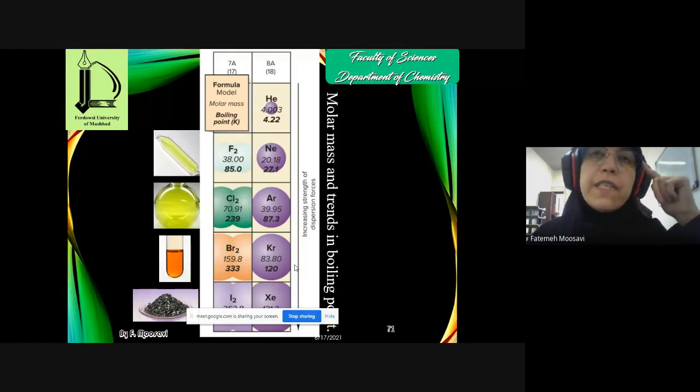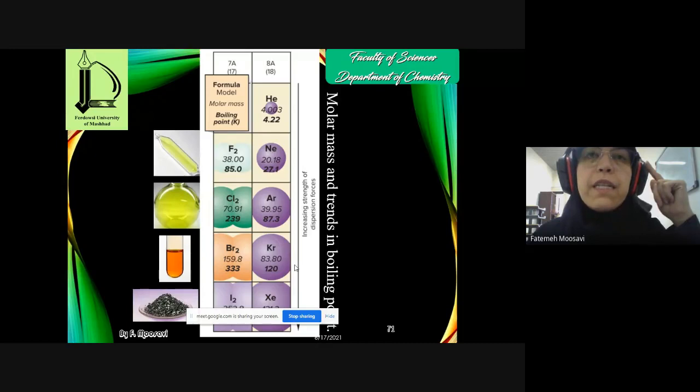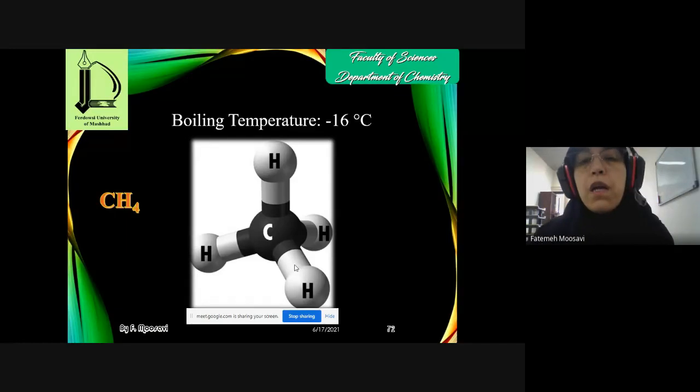In addition, we see that if we have heavier atoms in a molecule, the strength of London forces increases. To understand this, let me show an example. We have methane with one carbon and four hydrogen atoms sharing electrons, that is a gas at room temperature, because it boils at minus 161 degrees centigrade.